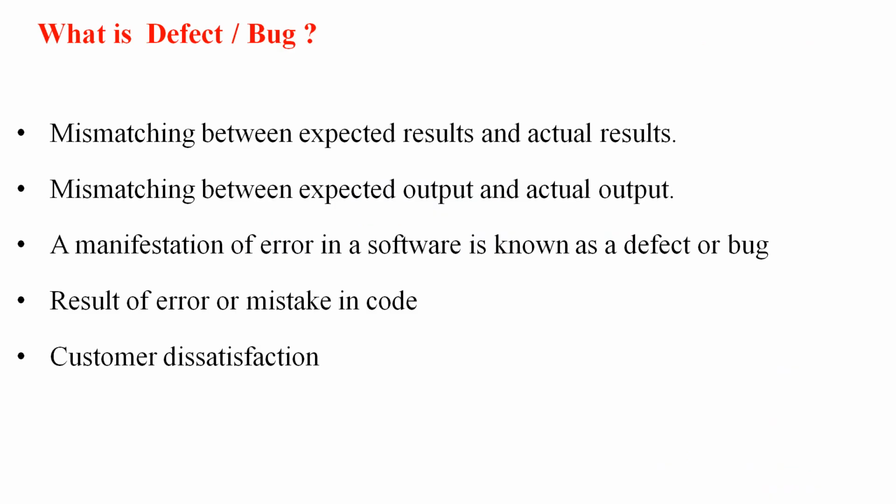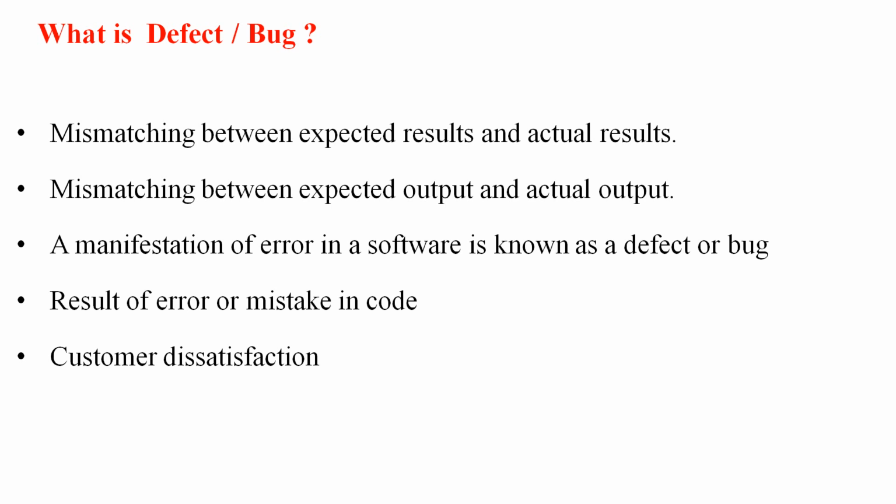Now, what do you mean by a defect, or what do you mean by a bug? There are many definitions for this. The mismatching between expected results and actual results is called a defect. Or mismatching between expected output and actual output is called a defect. Or a manifestation of error in software is known as a defect or bug.